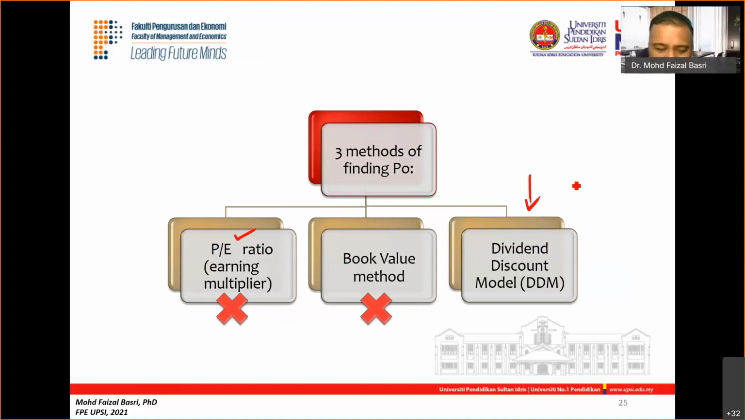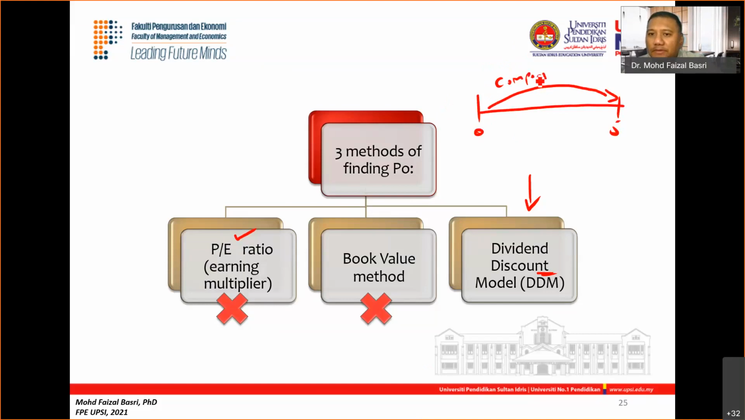We call it the dividend discount model, DDM. For this dividend discount model, the keyword here is discount. If you remember from our previous topics in the time value of money, if we want to find something, let's say 5 years from now, this is what we call the process of compounding.